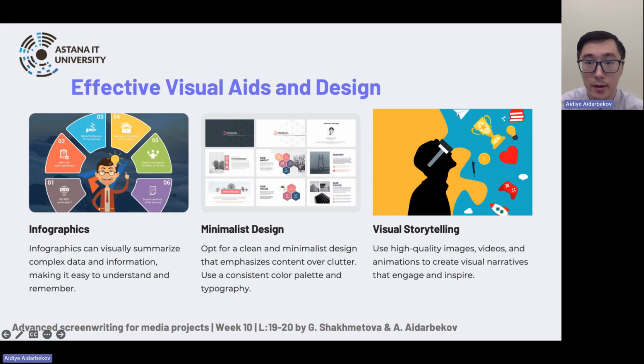And visual storytelling. Here you need to use high quality images, videos, and animations to create visual narratives that engage and inspire. Don't forget, I think previously we did some sizzle reels. We used artificial intelligence for creating posters and trailers for our project, if you remember. And here is what I'm talking about. Visual storytelling. Mostly for your audience or producers, at some point it will be boring to just listen to you. So you need to show them where you're going, what you want to deliver.